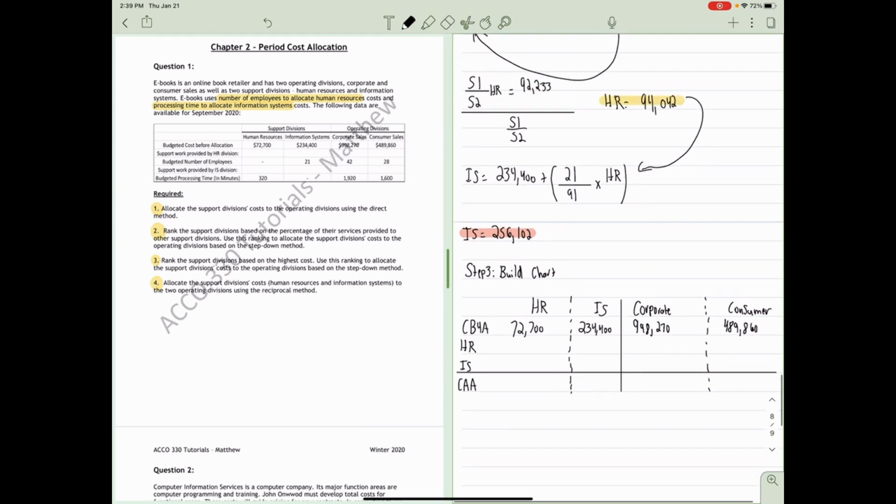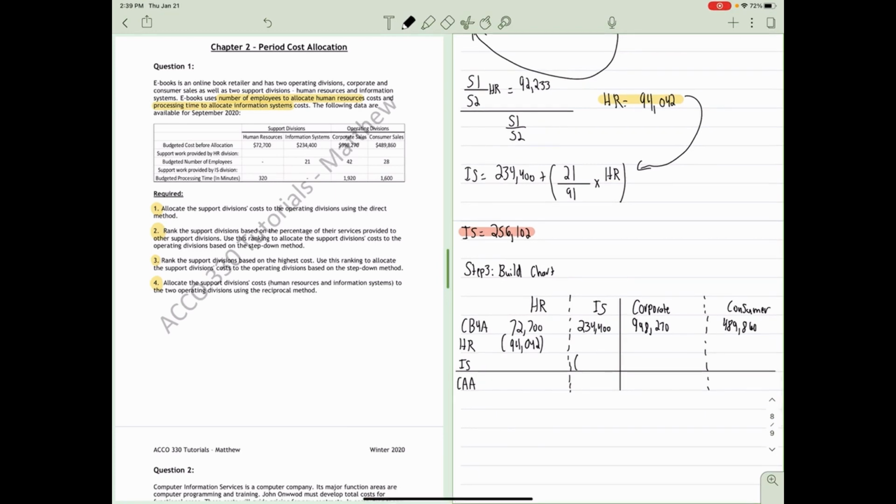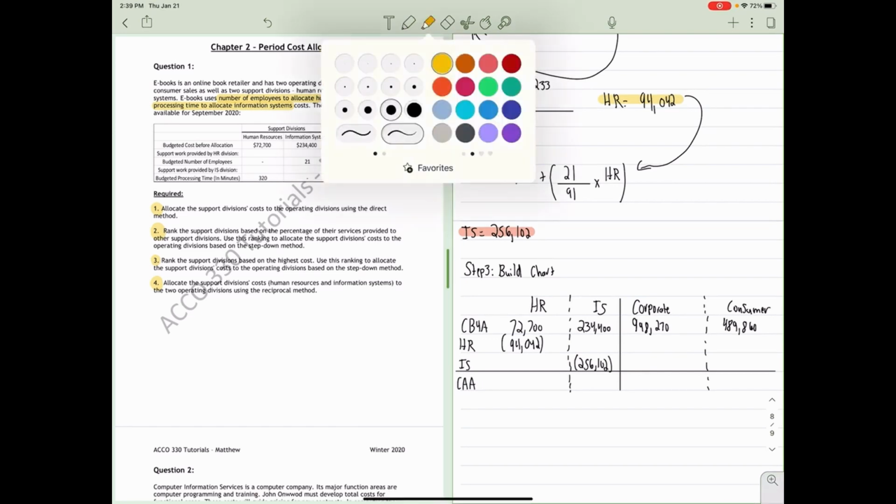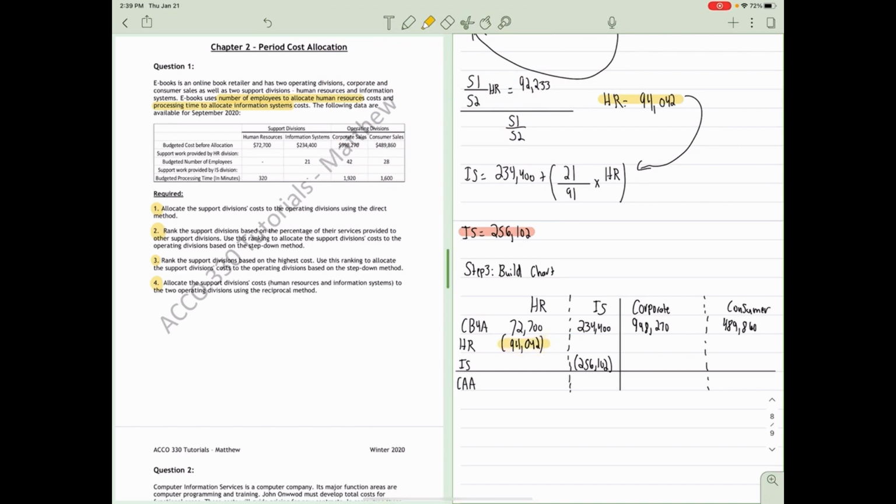Now, the cost of HR that we got from our substitution is what we're plugging into our grid. So 94,042, and we plug that in as a negative. For IS, what we're going to plug in as a negative is 256,102. All right, so this is the IS cost that we're allocating, and that's the HR cost that we're allocating. So just remember where to put it, all right? Because this row here allocates the HR, we make sure we put the negative here. And because this row allocates the IS, make sure you put the IS there as a negative. So don't mix up the spots where you put it.